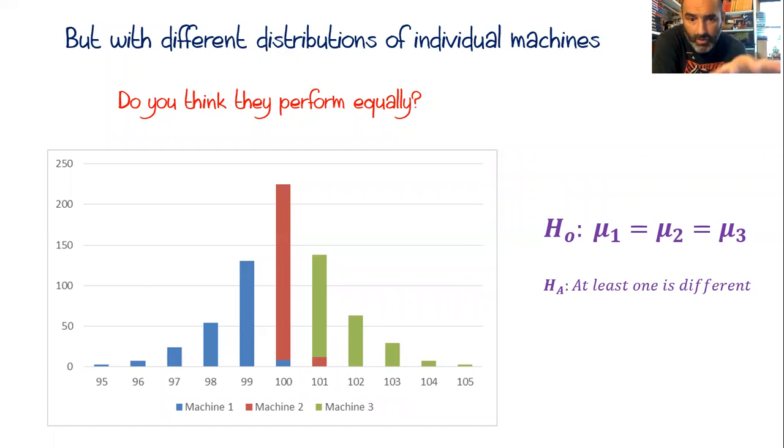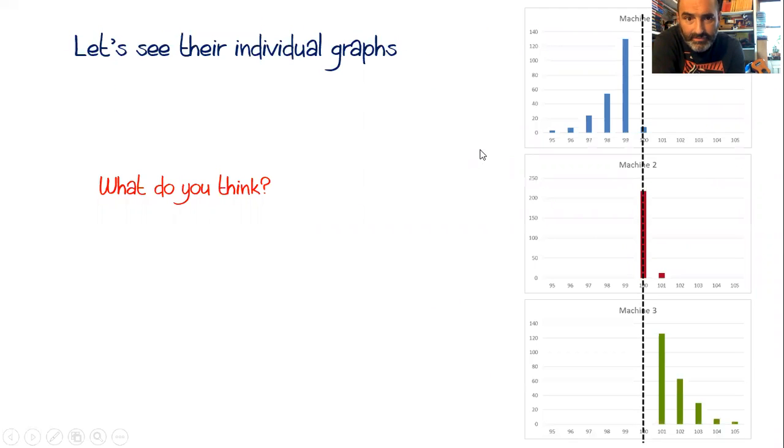come back. Okay, let's see the individual graphs once again. Yeah, okay. So this is the machine one. That black dotted line is still the target value 100, right? So this is your machine one, this is your machine two, this is your machine three, right?